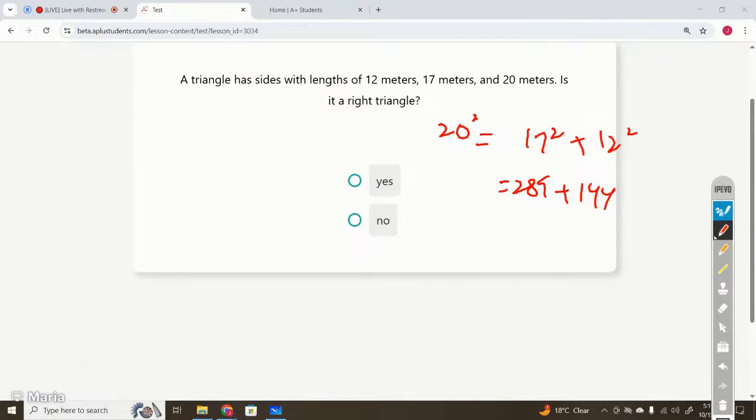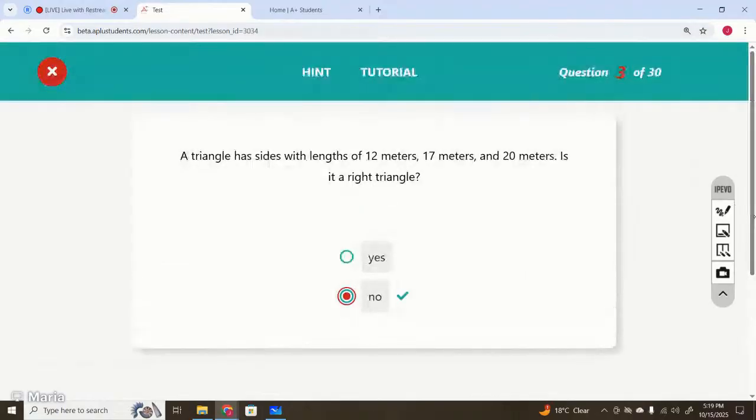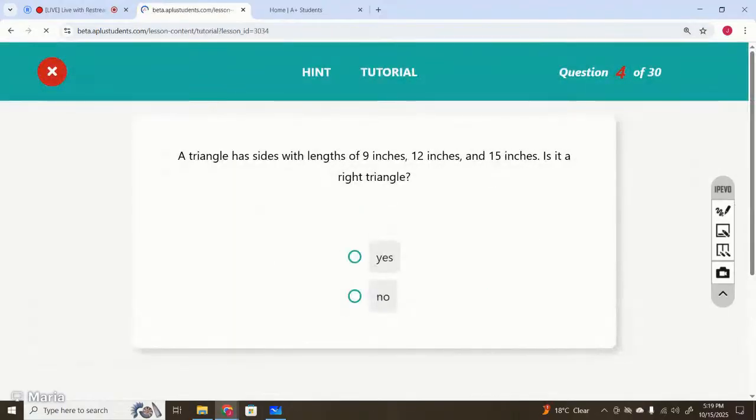So 289 plus 144 is 433. So no, they are not equal. So no, that is not a right triangle. The correct option is no. Got it? Okay, you can complete the lesson by yourself later today.